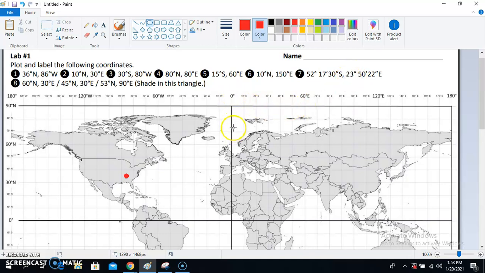Why? Because here's the prime meridian. It's measuring distances east and west of the prime meridian, and it goes all the way to 180. So that line right there and that line right there are the same, and they're stitched together. So this is the eastern part of Russia right here, and here is where it would connect.